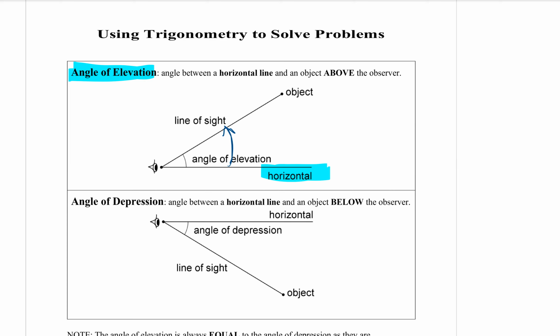An angle of depression, the next one, also starts with the horizontal line, but it goes down. Okay, so we need to be aware of this angle of depression going down from there. What's it called? An angle of depression. I know it sounds depressing, doesn't it? Not really sure why they gave that name.